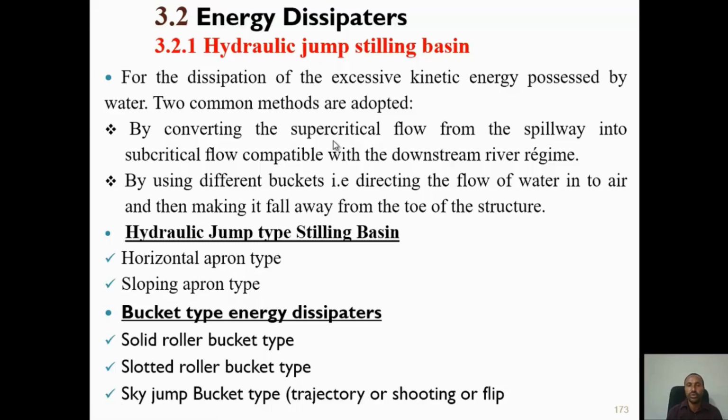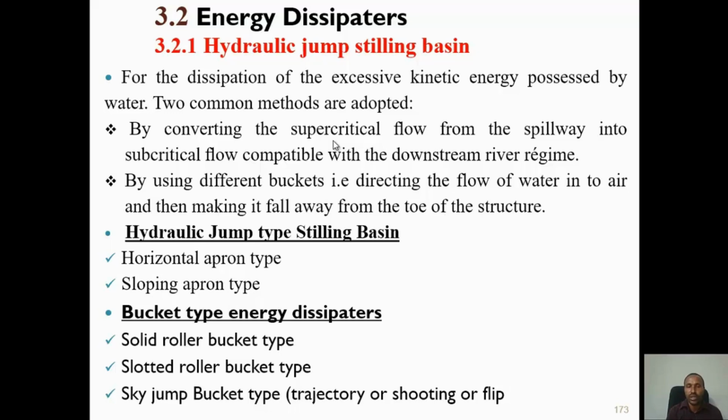A flow is said to be supercritical if the Froude number is more than 1. Otherwise, if the Froude number is less than 1, it is subcritical. But critical flow may happen sometimes when the Froude number is equal to 1. I think you know this from your hydraulics background.